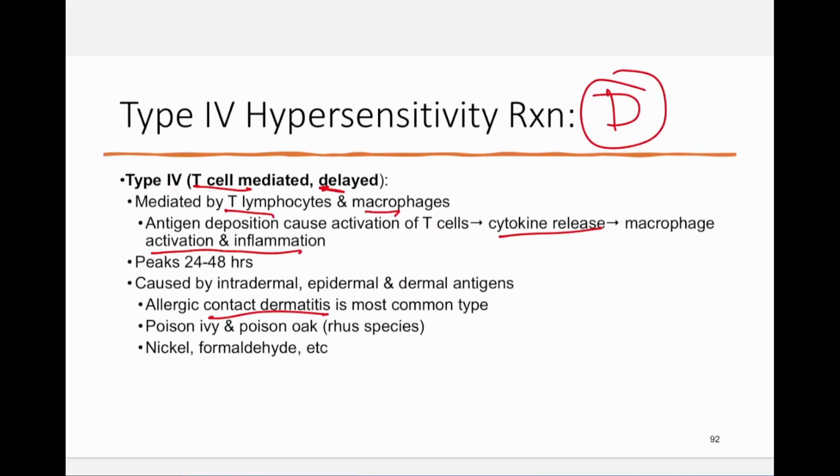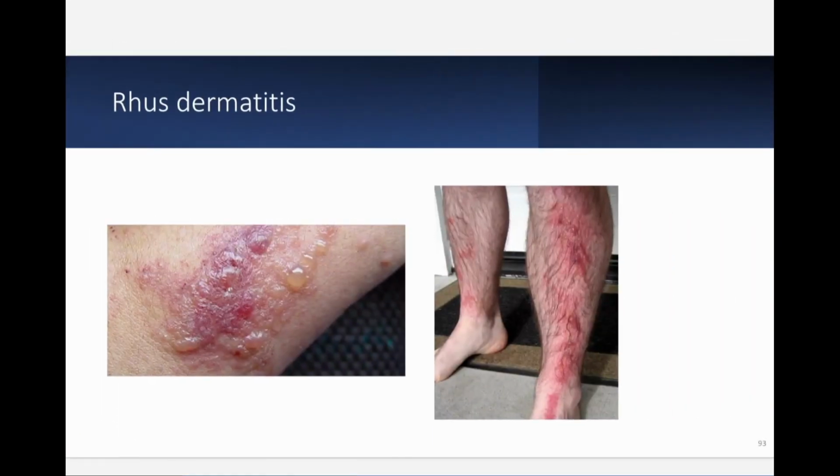Allergic contact dermatitis is a very common type. If you've ever gotten cheap jewelry and you get a blister forming under the jewelry, that's a type 4 hypersensitivity reaction. Poison ivy, poison oak is a type 4. You touch it today, it doesn't erupt until 2 days later. Those are delayed reactions.